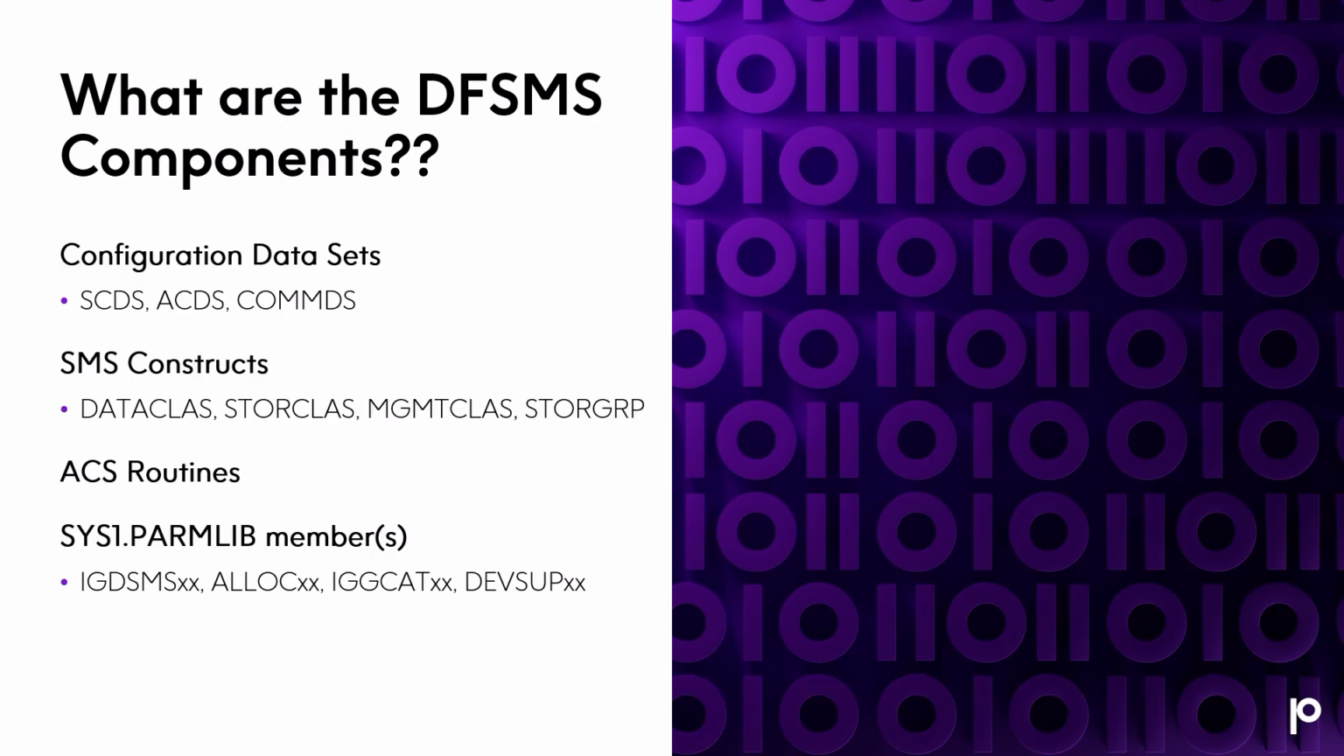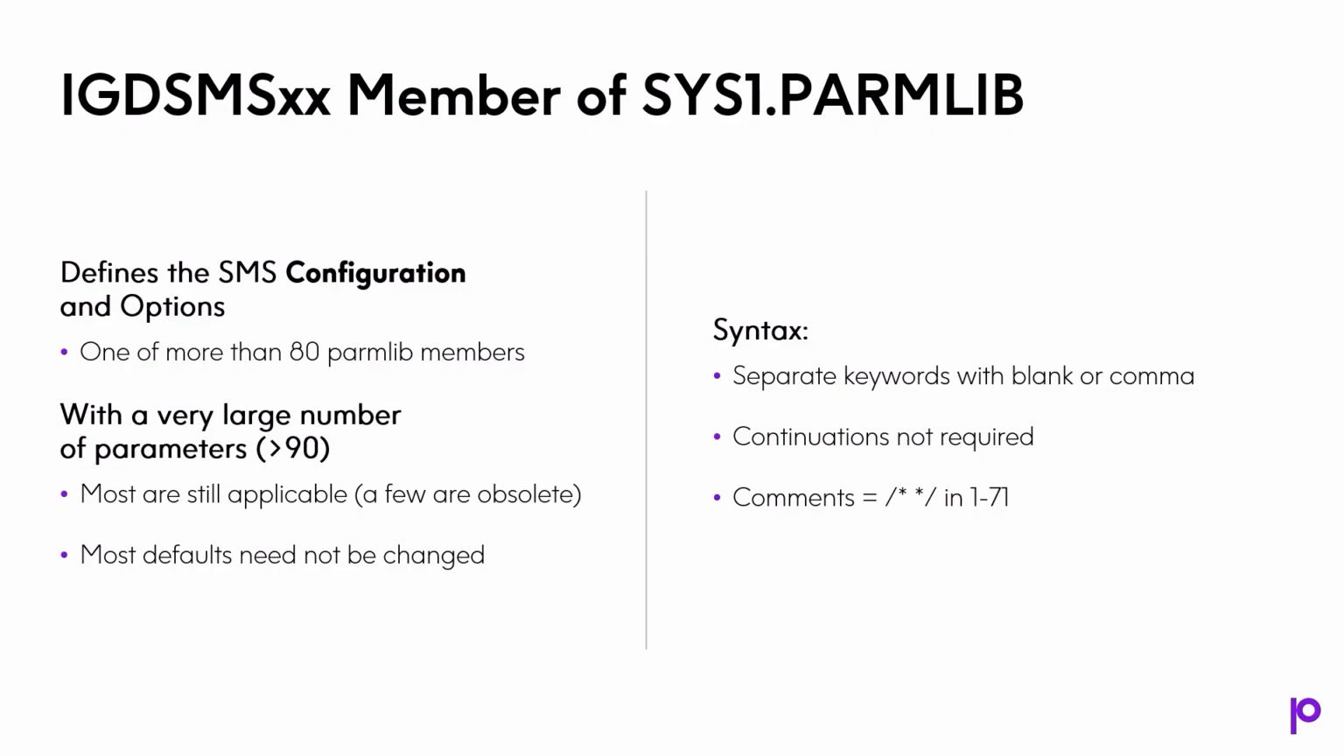ALEC00 describes the allocation configuration options, and there are a number of them, and these sort of overlap in their function between the SMS member, the ALEC member, the IGGCAT00 member, which describes catalog options, and the device support member, which describes hardware options. All of these have their part to play in SMS, but what I'd like to talk about today is the IGDSMS member. There are at least 92 separate options that can be specified in IGDSMS.